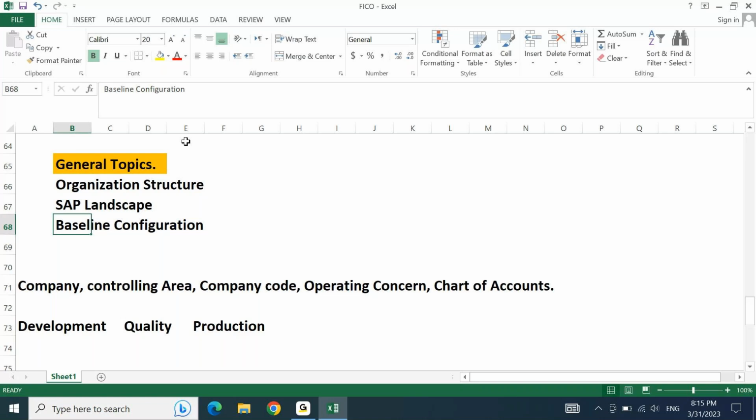FA consultant will have to do the first configuration. What configuration will you do as a FICO consultant in a new company code setup? You are not supposed to tell the whole list of company code, chart of accounts, all this config. You are supposed to talk only a few points where your baseline configuration is connected or integrated with other modules. If any other module consultant, let's say MM, SD, PP, PS, any module, every configuration on SAP is based on company code. Am I correct?